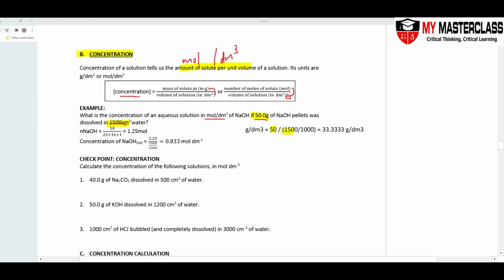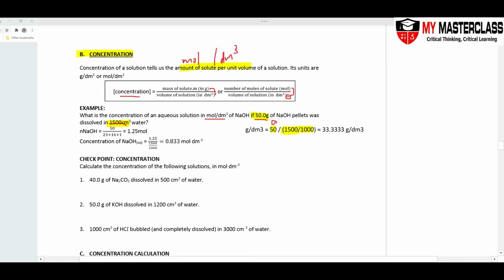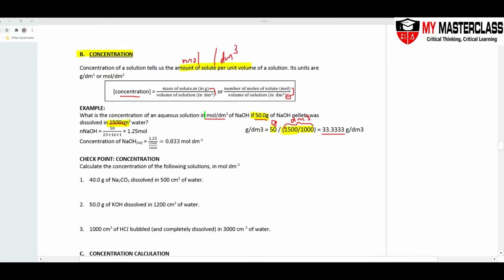But now this 1500 cm cube, you want it to be in gram per dm cube. So I have to convert it into dm cube. I put the mass as 50 grams, and this whole thing gives me the dm cube. So convert this to dm cube, and you have 33.3 gram per dm cube. But the question is not asking me to leave it in gram per dm cube, it's asking me to leave it in mole per dm cube.